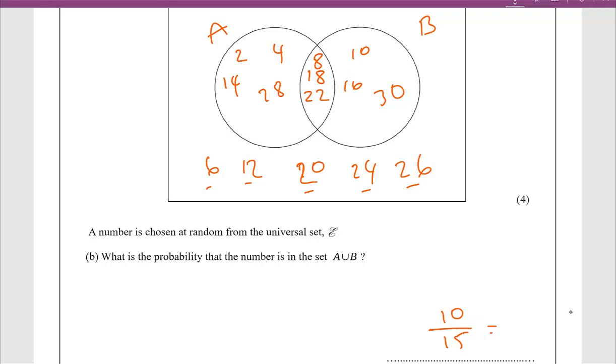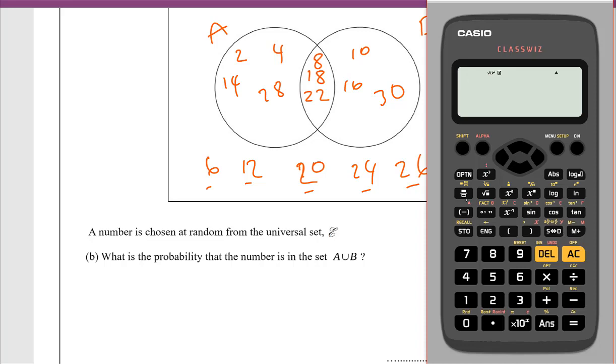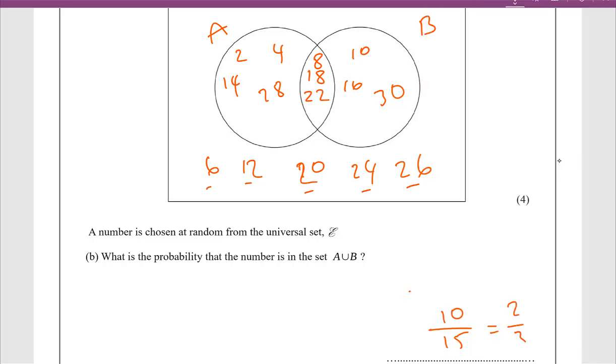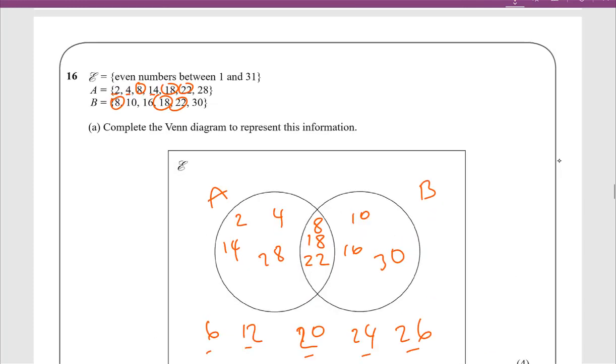You can simplify it if you want, which gives you 2 over 3. I'll show you a quick trick on the calculator to simplify fractions. Press the fraction button, then write 10, down arrow, 15, right arrow, and press equals, and the calculator will simplify the fraction for you, which is 2/3. And that's the answer for this one.